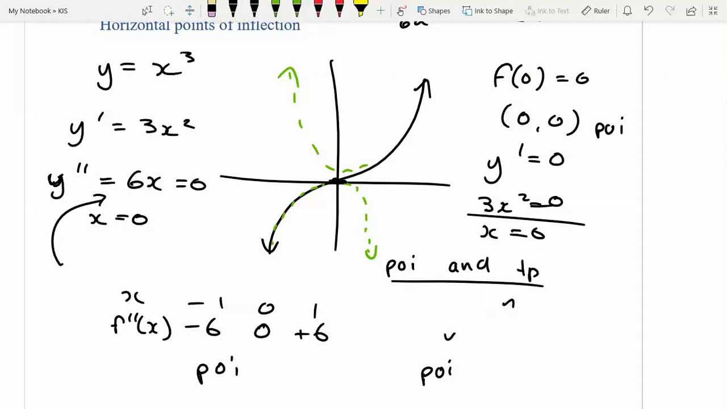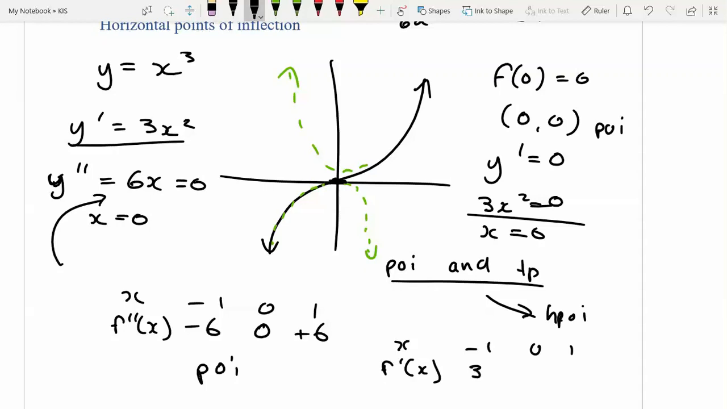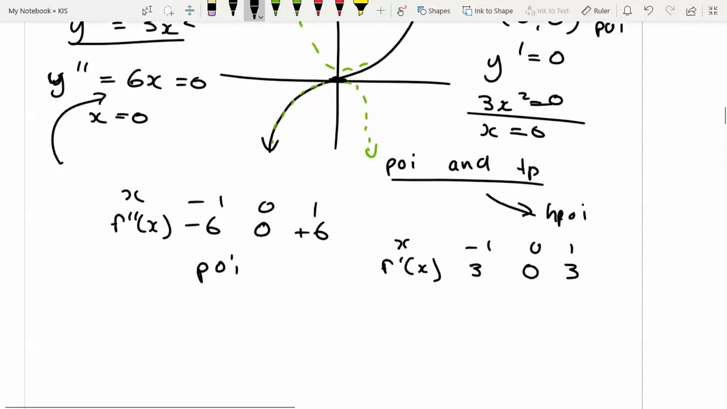Because if we were to test the first derivative using a table of values for a horizontal point of inflection, if we were to test the first derivative for a turning point, which I'm going to do now, we've got x and f dash x. So we're going to do -1, 0, and 1. If we put -1 into our first derivative, we're going to get 3 times -1 squared, which is going to be 3. Put in 0 and we're going to get 0, and 1 squared times 3 is also 3. So we get no change.